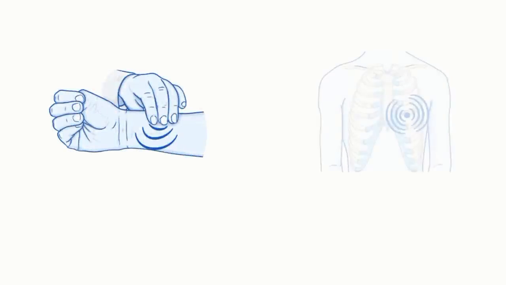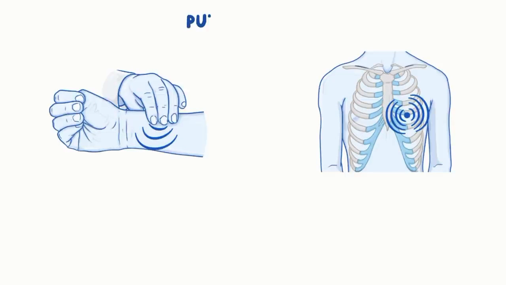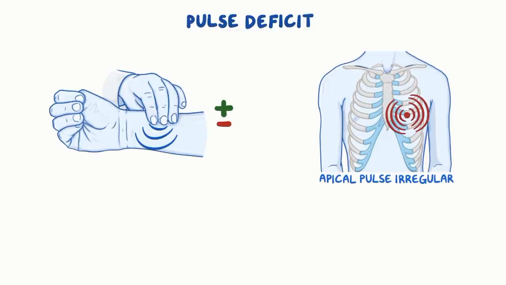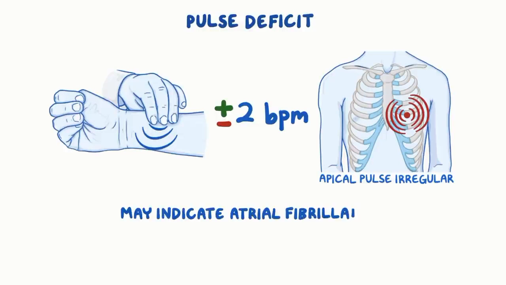Now that we have a rough idea of both Fred's radial and apical pulses, we might have noticed a pulse deficit. A pulse deficit is when the apical pulse is irregular and there's a difference of more than 2 beats per minute between the radial pulse and the apical pulse. This may indicate atrial fibrillation.